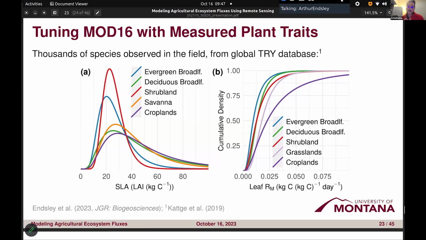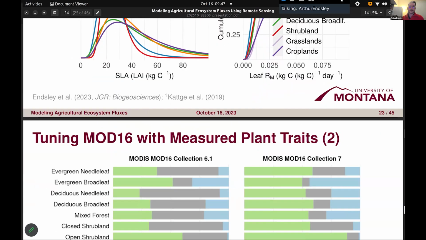I didn't have to go measure these plant traits. I'm an ecologist, but not an ecophysiologist. I was able to download thousands of these species observations from the global TRY database of plant traits. So this is a wealth of information about what plants are actually doing that we can incorporate into our models.